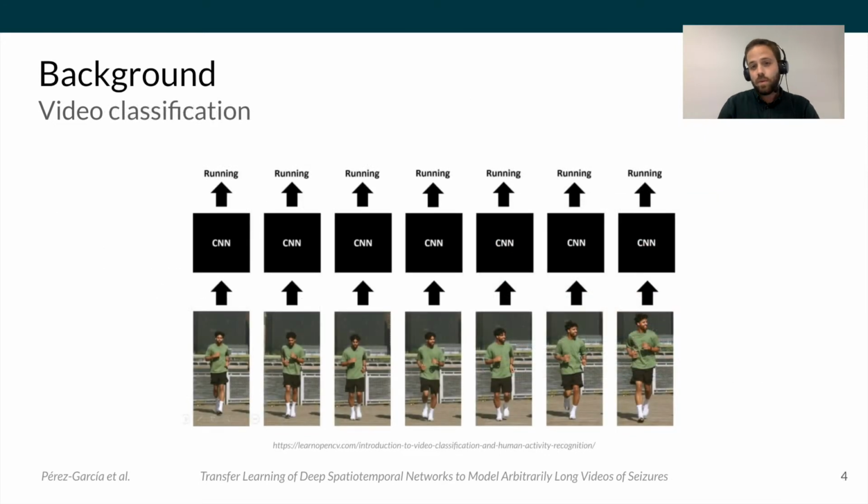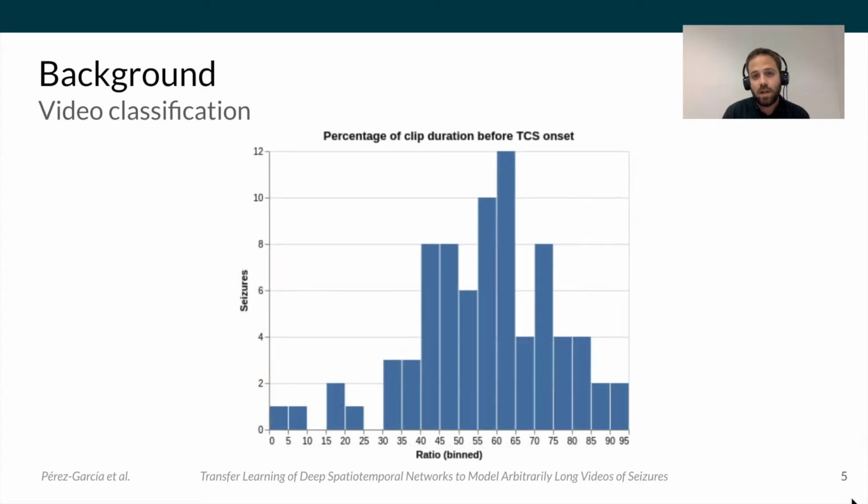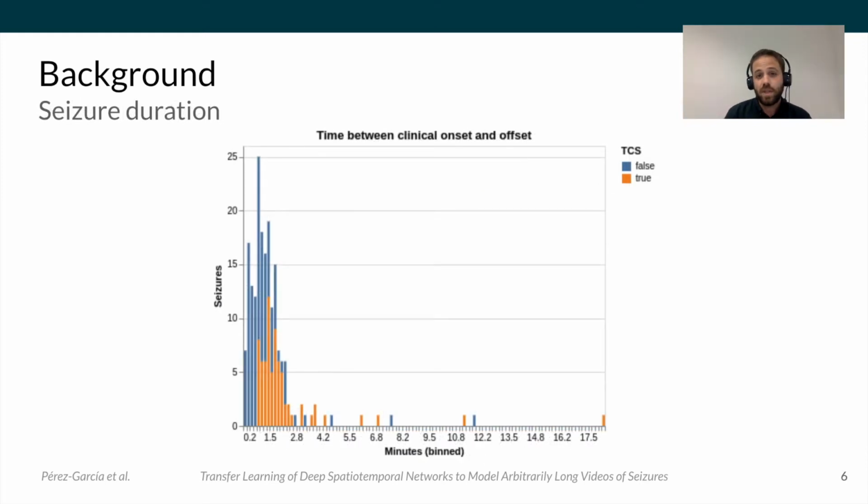Many methods for automatic video classification create a global prediction by averaging predictions from short snippets sampled from the video. But this wouldn't work in our case because tonic-clonic seizures typically start generalizing at the end of the seizure. Therefore, if we classify, let's say, all frames of the seizure and we take the average, the prediction will be that this seizure doesn't generalize, which wouldn't be the case. Also, seizures can last from tens of seconds to tens of minutes. Therefore, our method needs to be able to handle seizures of arbitrary durations.